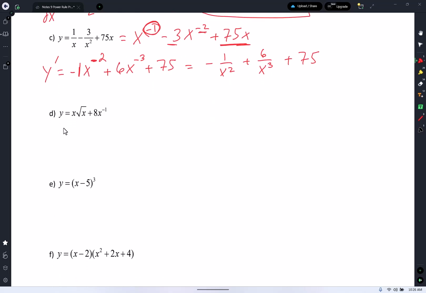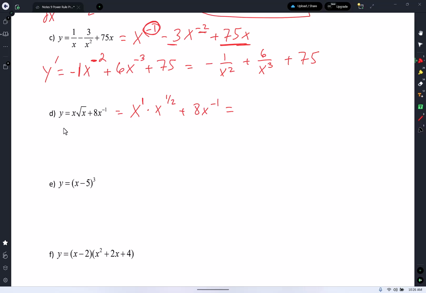Are we okay so far, guys? Okay. Letter D, here we go. Don't worry. Don't freak out. Turn it into an exponent. This is x to the power 1 times x to the power half plus 8x to the negative 1. So I haven't done anything yet. I'm going to wait for you guys.